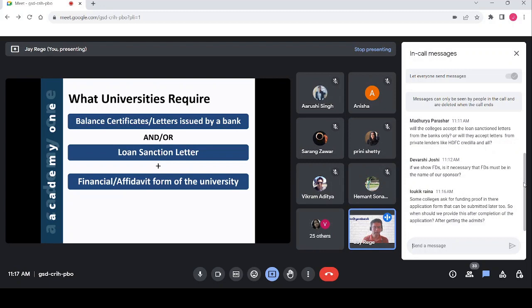So, Devarshi, your question is, if you show FDs, is it necessary that FDs must be in the name of your sponsor? So, Devarshi, I don't really understand your question, but whoever's name the FD is in will be your sponsor, right? Unless that FD is in your personal name. If you are showing an FD, say in your father's name, then your father becomes your sponsor. If you're showing it in an uncle or auntie's name, then that person becomes your sponsor. If it's in a brother's name, then that person becomes your sponsor. Whoever's fund you are showing is going to be your sponsor.